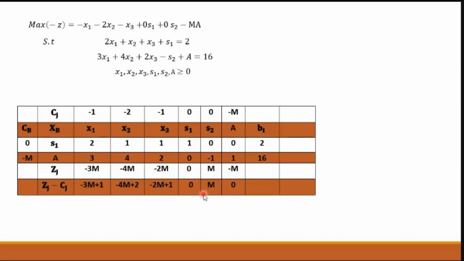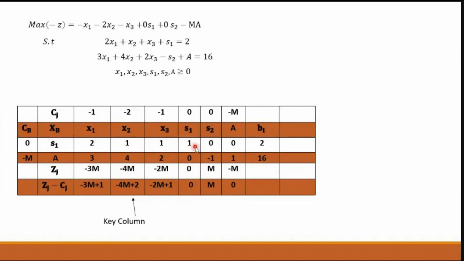Now tell me which one is the key column. कौन सा most negative number है? Which one is the most negative element here? Take m as 100 and decide which one is the most. अगर मैंने m को 100 लिया तो यहाँ पे क्या आ जाएगा? -300 plus 1, that is -299. यहाँ पे हो जाएगा -400 plus 2, which is -398, और यहाँ पे हो जाएगा. तो which one is the maximum here? 4m plus 2. This becomes the key column.